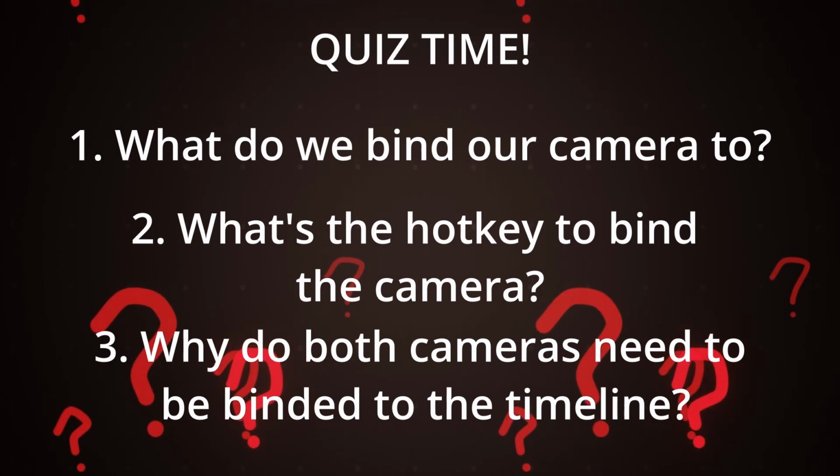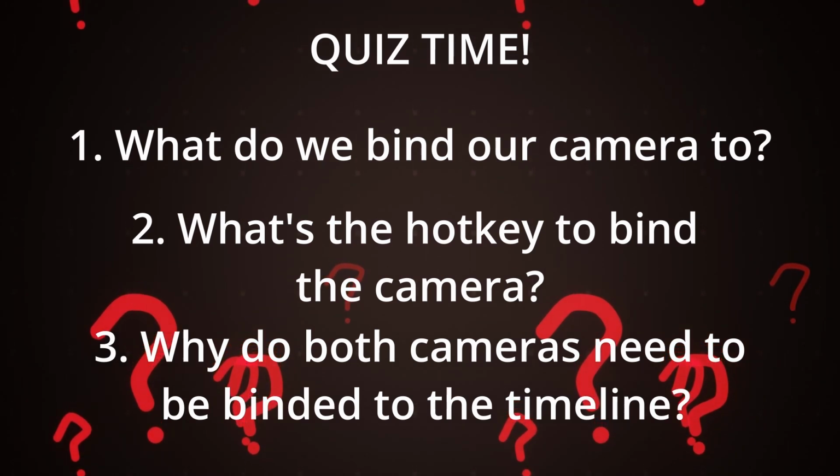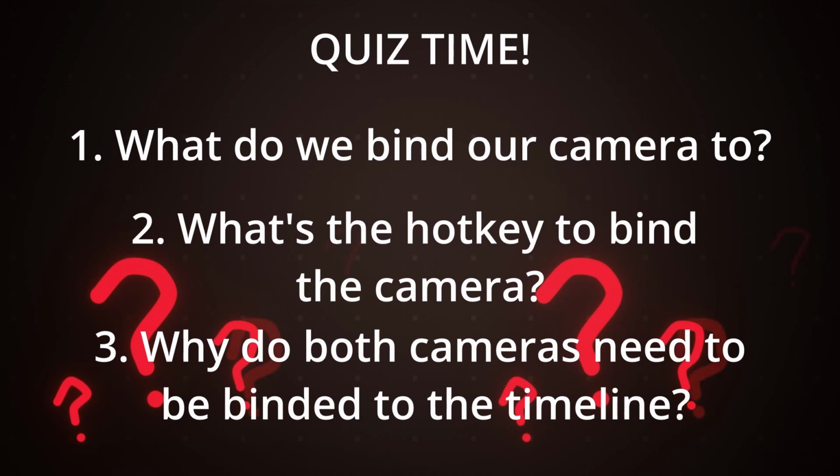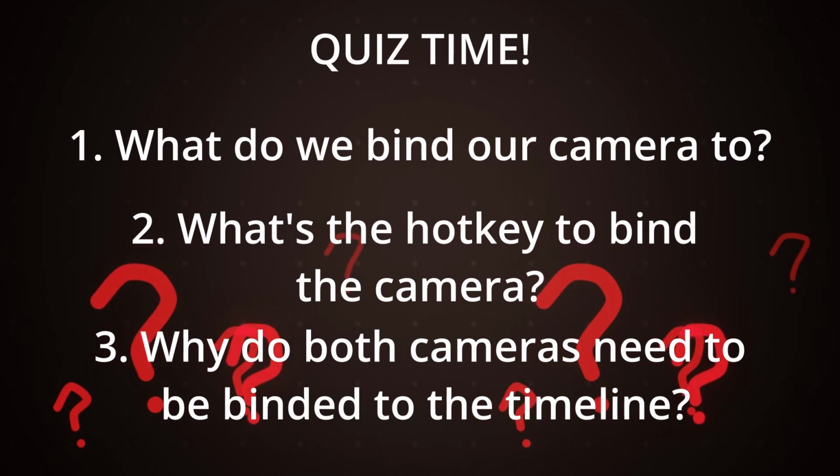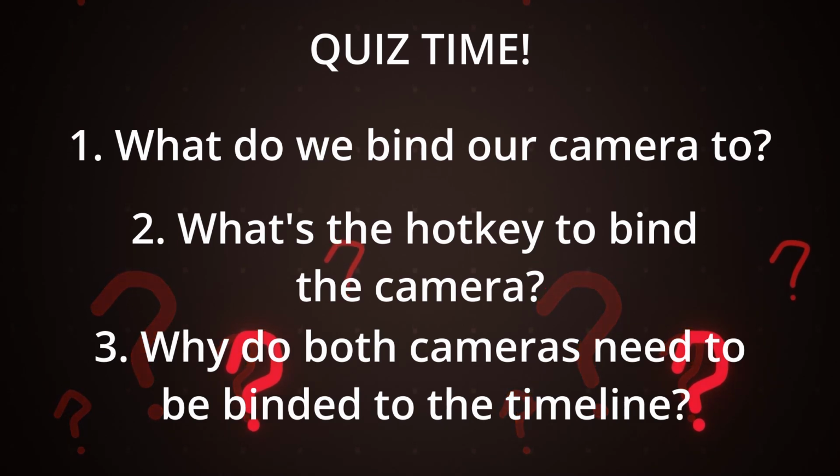Number 1, what do we bind our camera to on the timeline? We bound our camera to a marker on the timeline. We added our marker by pressing M, and then to bind our selected camera, we pressed Ctrl B. We can think of it as B for bind. Number 2, what is the hotkey to bind our camera? As I just explained in the first question, we pressed Ctrl B to bind our camera to our marker.